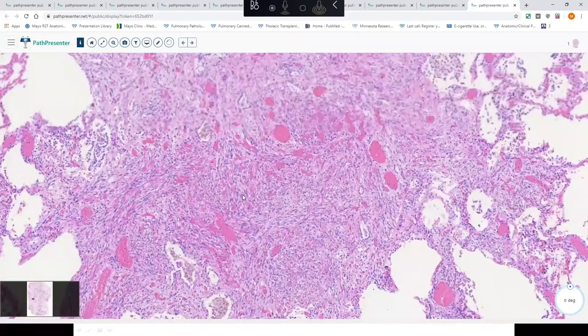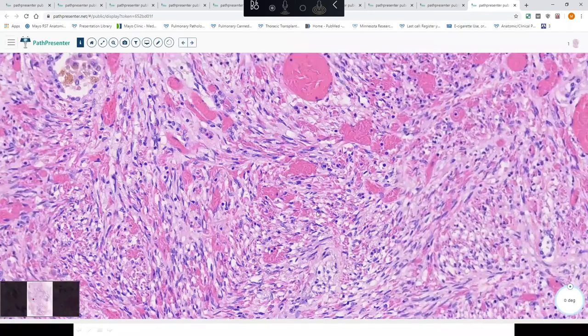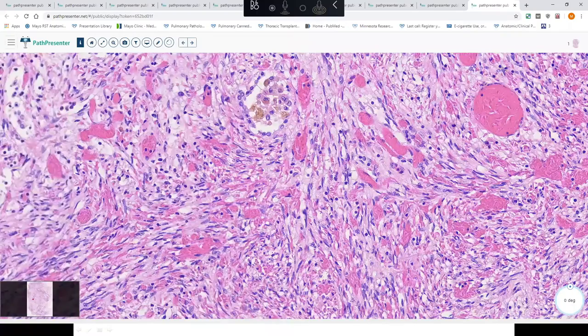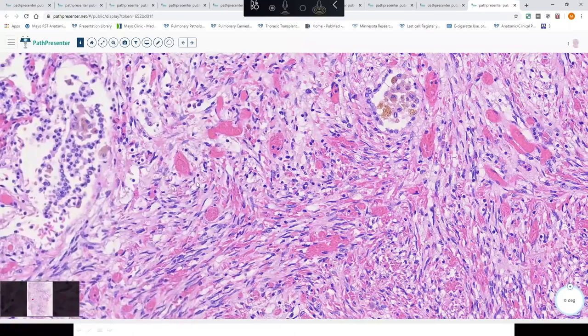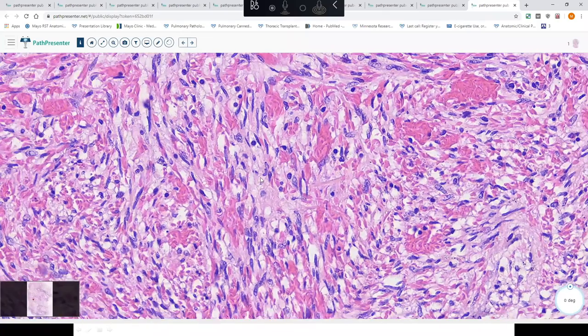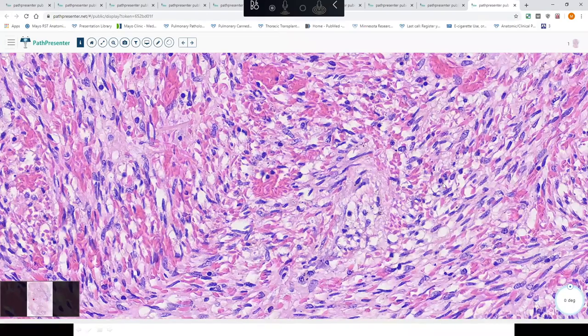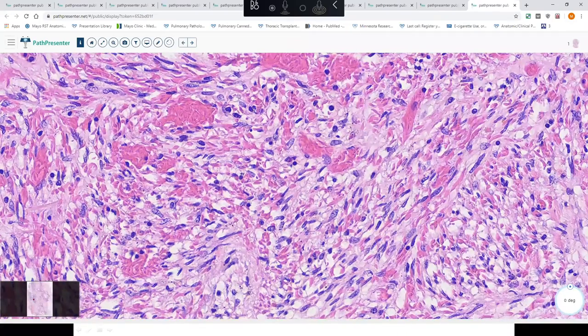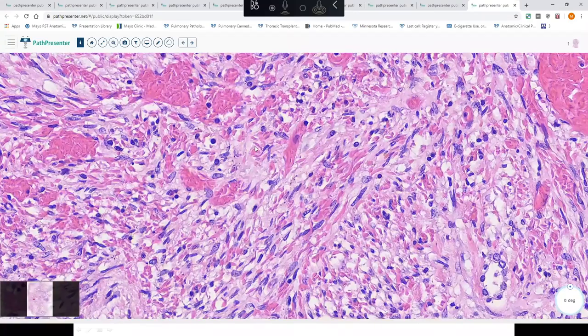We have a spindle cell lesion with elongated spindle cells, and it looks quite vascular, with all these poorly formed small luminal spaces. And we're getting all of this extravasation of red blood cells. All these red blood cells are leaking out, which is a sign that we have some poorly formed vascular spaces, and they're all leaking out surrounding this tissue.